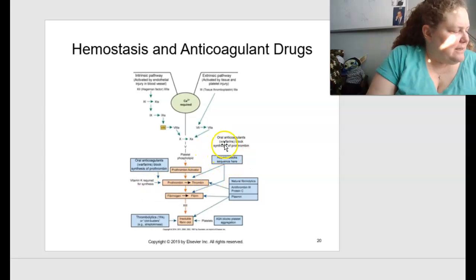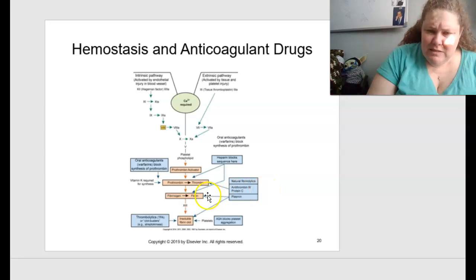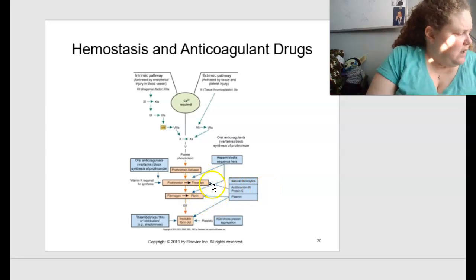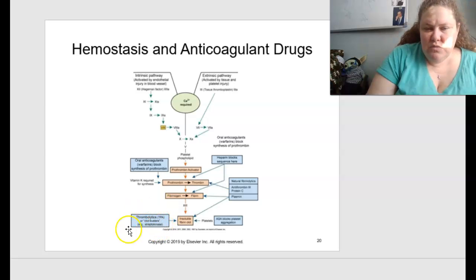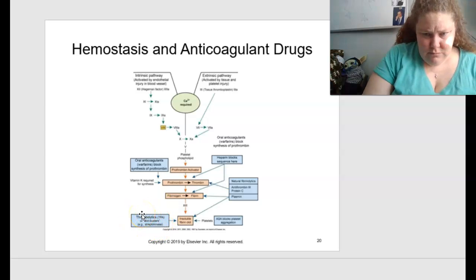Over here, heparin blocks the sequence of thrombin being made as well as fibrin being made. You have over here in the blue the natural fibrinolytics like antithrombin 3, protein C, and plasmin, and they're attacking these different parts of this pathway, right? And then also you have your thrombolytics, which are your TPAs or your clot busters. For example, streptokinase is one, and this would be what we would use for strokes, right? When you do clot busters or TPA post-stroke to try to bust up that clot and reverse any damage.